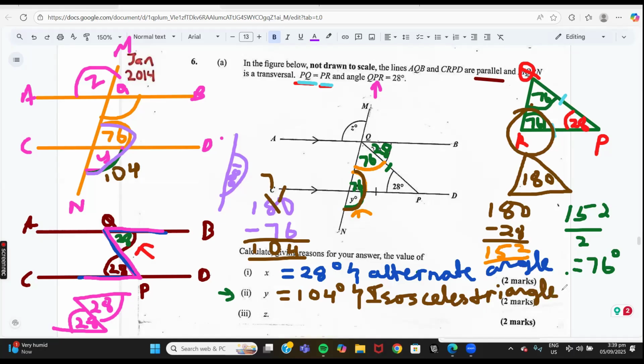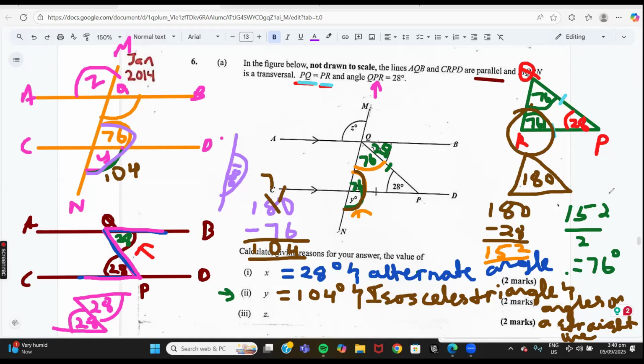So isosceles triangle, or some people might say angles in an isosceles triangle. You can say all that too if you want. And angles on a straight line. I kind of run out of space here. Okay, we'll work with that. So we'll do Z next.